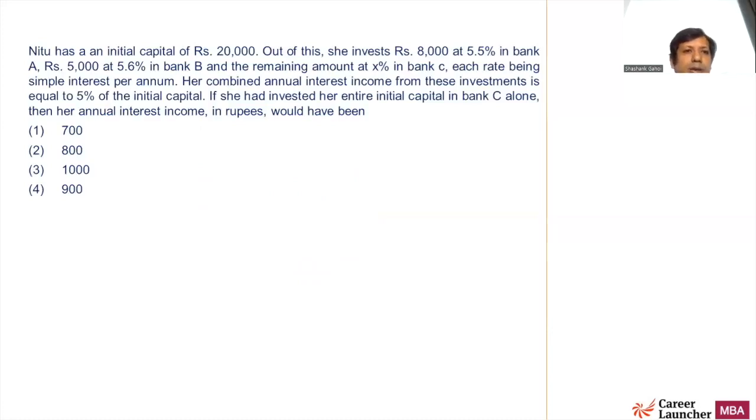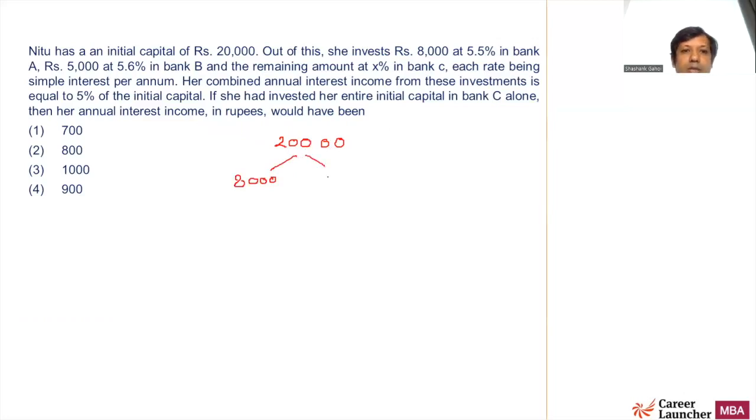Now, if I read it quickly, I would see that this question is of simple interest, and generally the questions of simple interest are very easy. Now Neetu has a capital of 20,000. Okay, so total amount she has is 20,000. She invests 8,000 at 5.5. Okay, so 8,000.